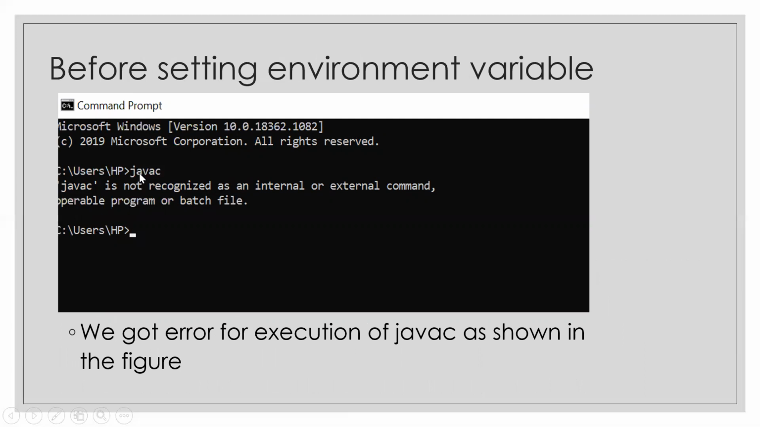javac is an executable file, which is basically the compiler for Java. So javac is the Java compiler. I want to check its availability in my system or in my path. I typed javac, but it shows an error that javac is not recognized as an internal or external command. So it means we don't have a path set here. We got an error for execution of javac as shown in the figure.